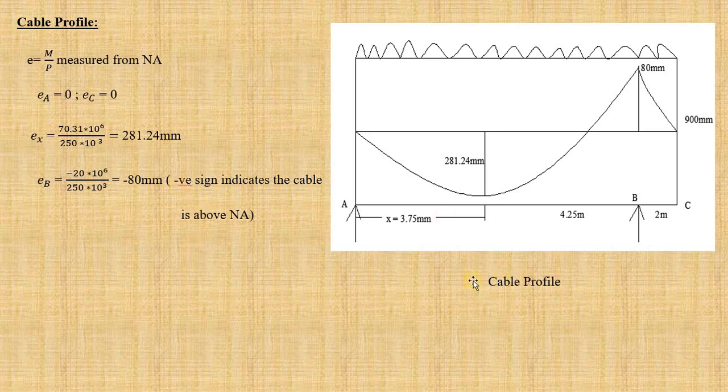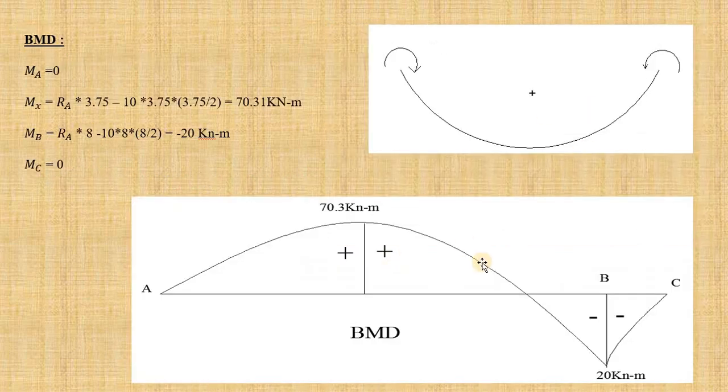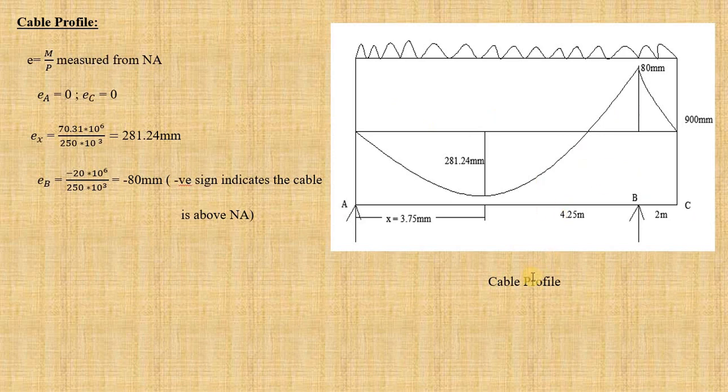In the cable profile, be careful: if the value is positive, it is drawn below the beam. If it is negative, it should be drawn above the beam. The cable profile will be like this, exactly the mirror of the bending moment diagram. You can observe here, the bending moment is like this, so the cable profile is like this. This is how the cable profile is drawn in the load balancing concept. This is all about the load balancing concept. Thank you.